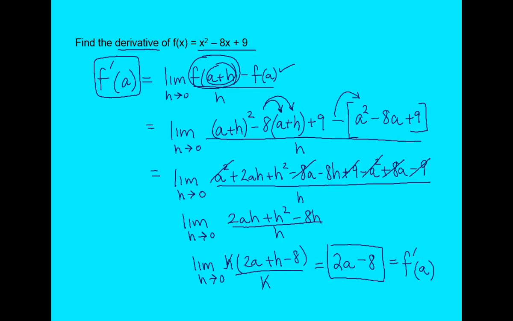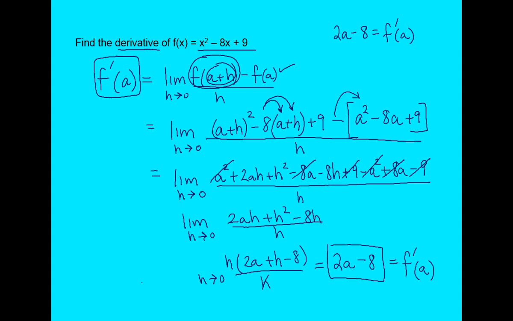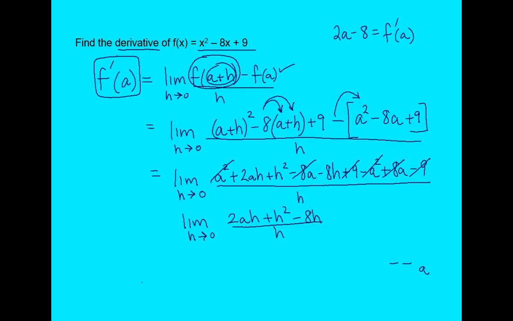I believe we may need this for our next question, so I'm going to rewrite our results here. This is f prime of a. So let's erase some of this so we can get to the next part of this. And this should give us enough room.